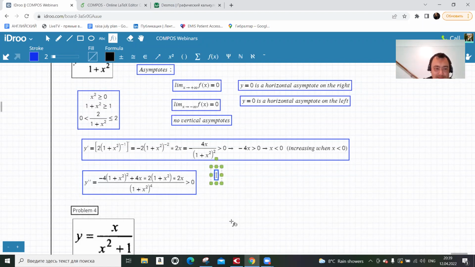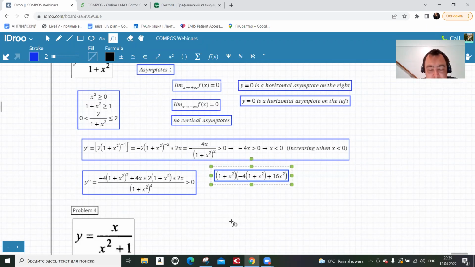So that's tricky. So 1 plus x squared is a common factor. That's nice. So we get -4, open bracket, 1 plus x squared, plus 16x squared.